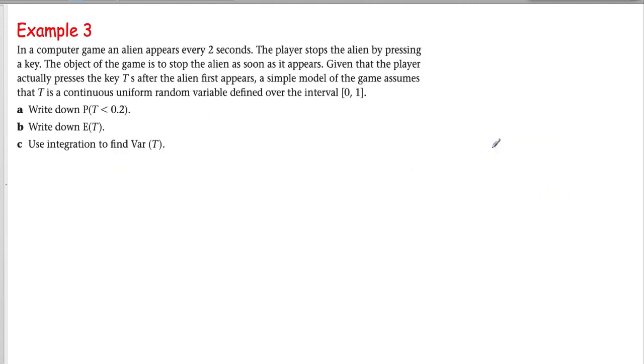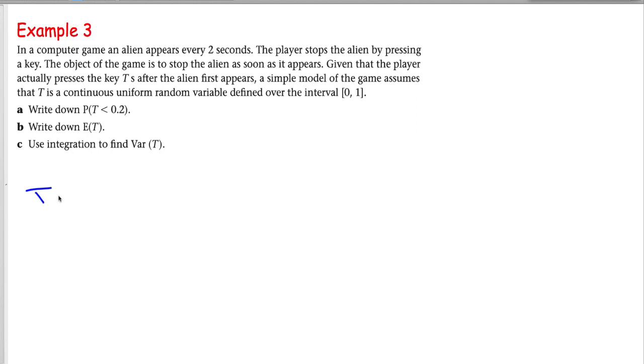Okay. Alright, some examples. In a computer game, an alien appears every 2 seconds. The player stops the alien by pressing a key. The object of the game is to stop the alien as soon as it appears, given that the player presses the key t seconds after the alien first appears. A simple model of the game assumes that t is a continuous uniform random variable defined over the interval 0 to 1. I'm asked to write down the probability that t is less than 0.2.